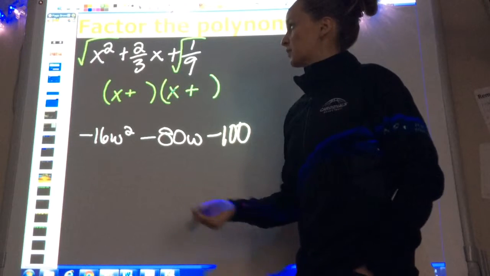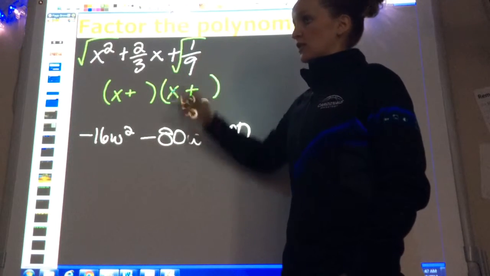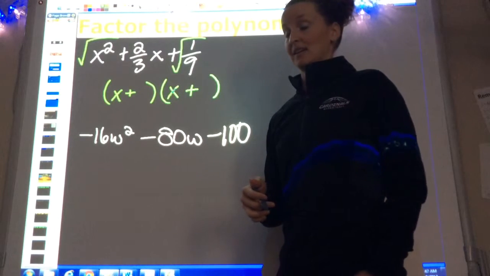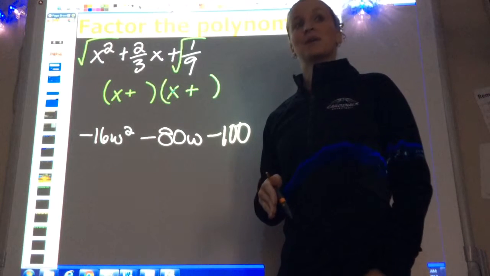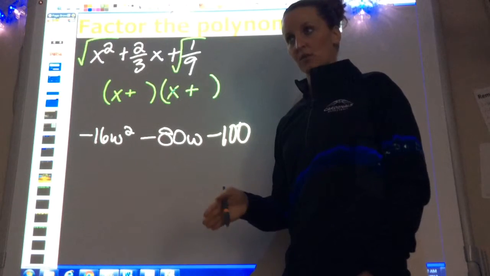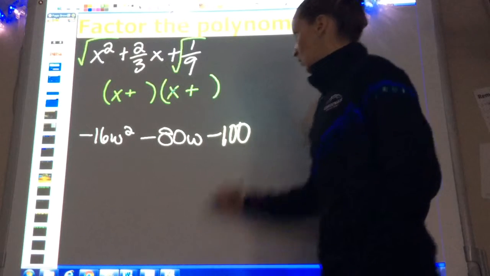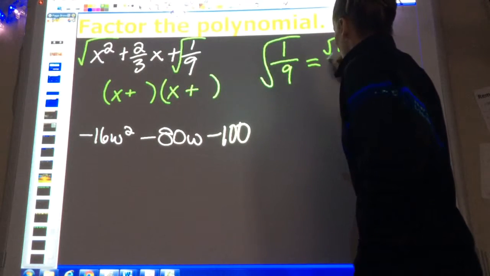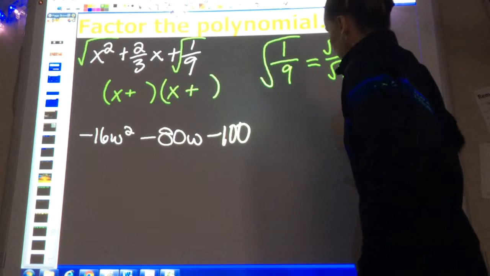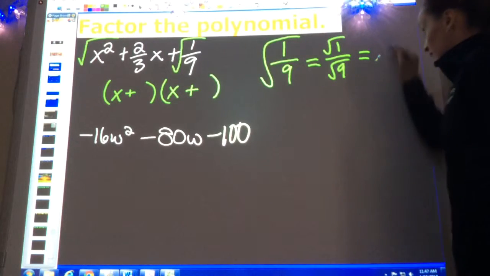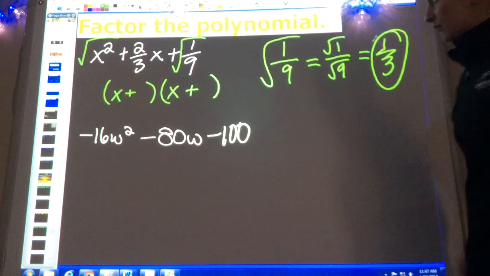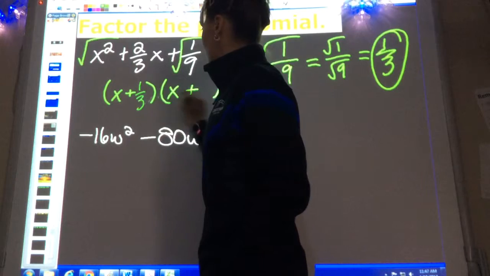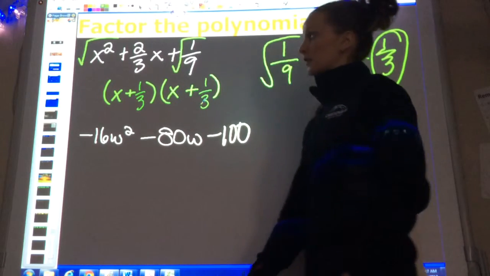What number times itself equals 1/9? 9 over 1? No. We can't use the reciprocal because that would be 1. Write this out, please. 1/3. 1 over 3. 1/3.